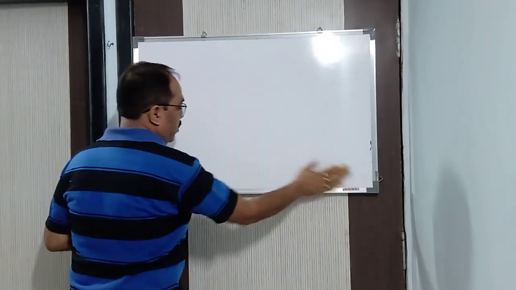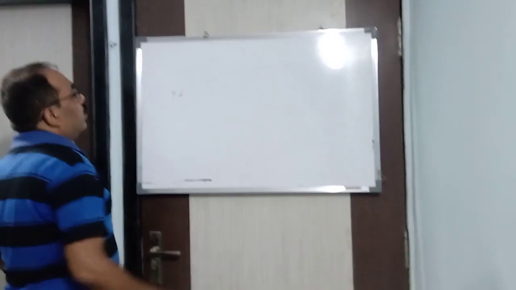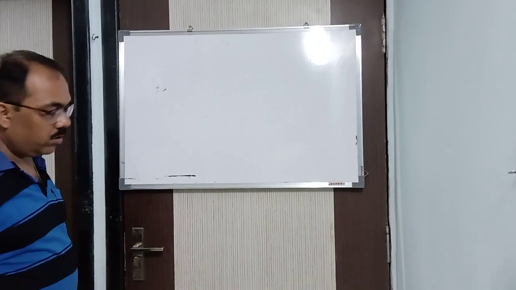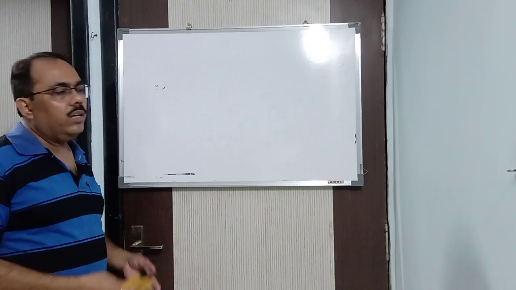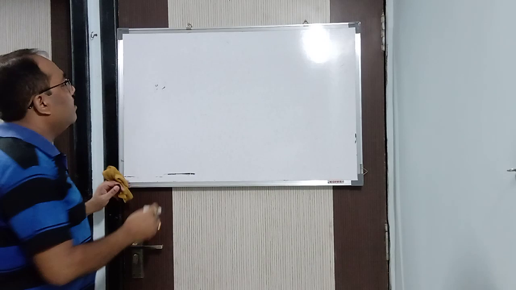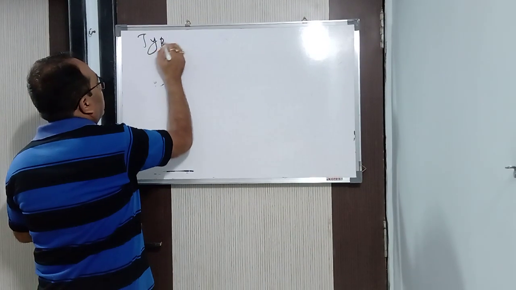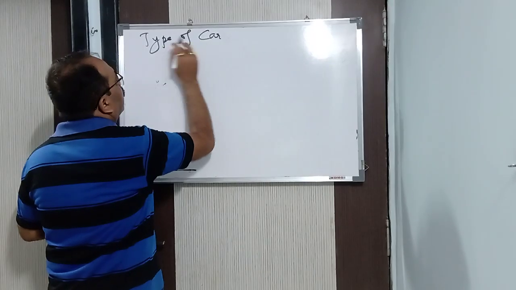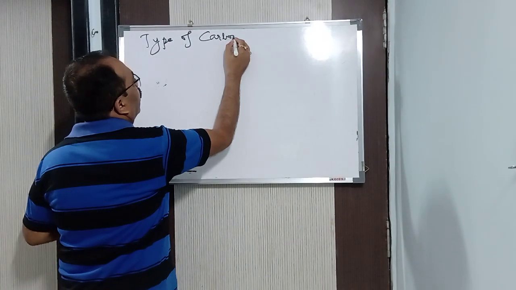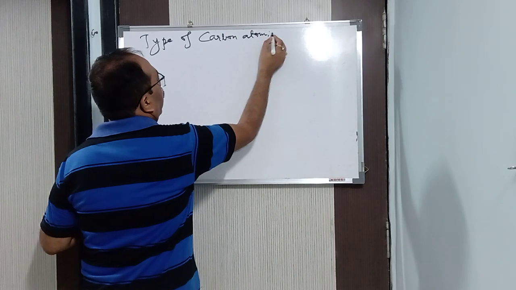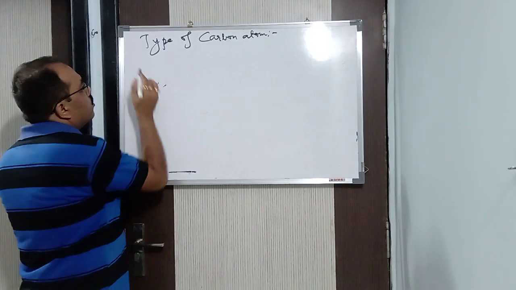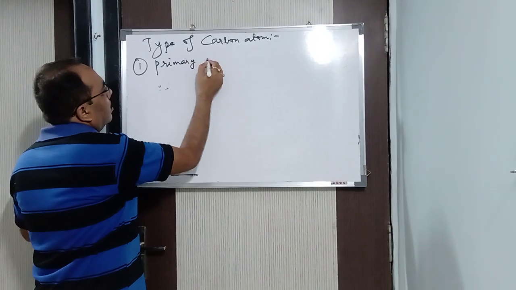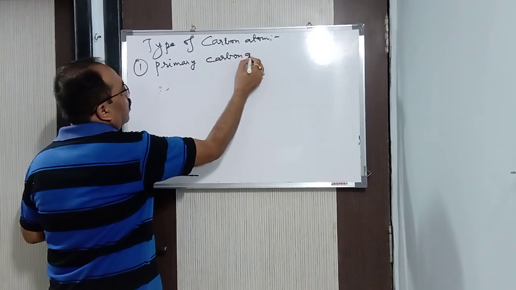Now, next, after that. So, after cyclopentane and cyclohexane, that one is over. Now we will learn the types of carbon atom. We will be studying the type of carbon atom. So, first is known as the primary carbon atom.